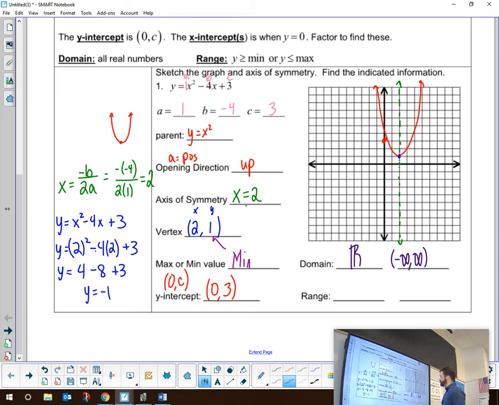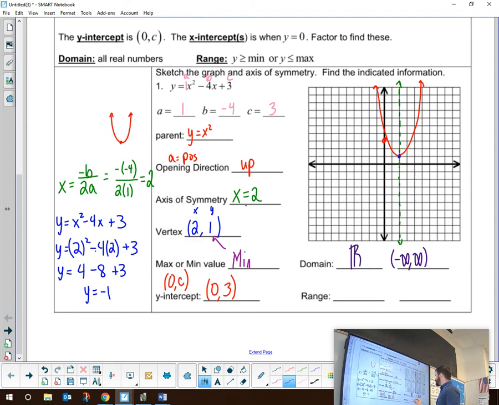For my range, we're going to need to go, okay, range is y, all of my y's, all of my up and my down. Remember, domain is left and right. It's going to keep going out forever to the left. It's going to keep going out forever to the right. But my range is the one that we need to think about. And in this case, my range, it's going to go all the way up, but it is not going to go all the way down.